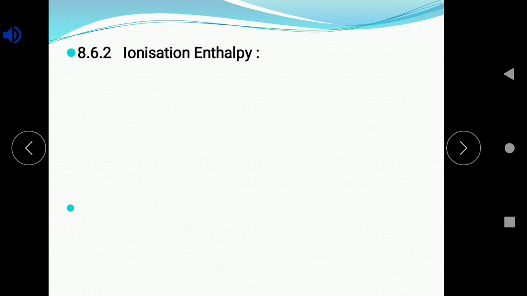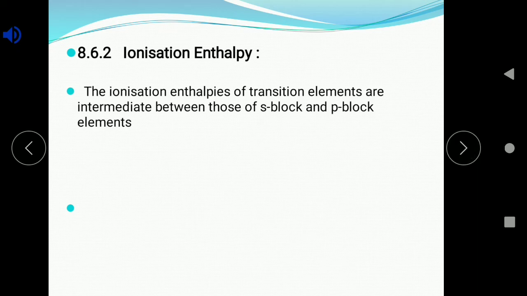Now, the second property. First is atomic and ionic radii. Now, second property and its trends we will study, and that is ionization enthalpy. You all know very well what is ionization enthalpy. It is the enthalpy or energy required to remove electron from the outermost shell. Now, the trend. The ionization enthalpies of transition series are intermediate between those of S block and P block elements.